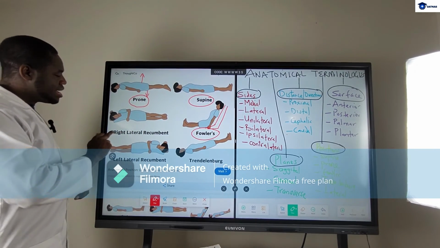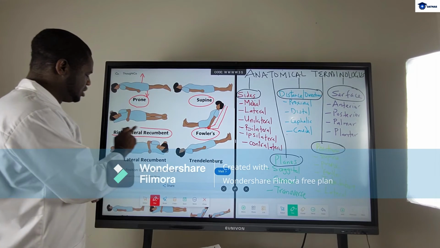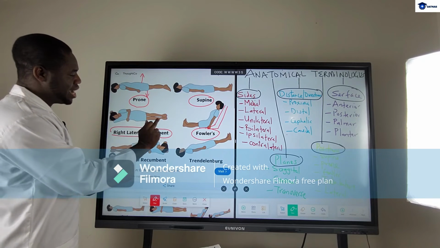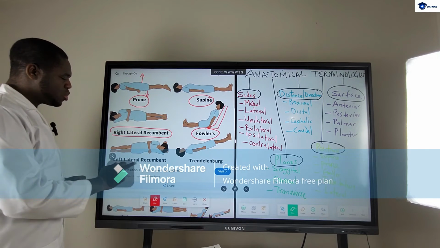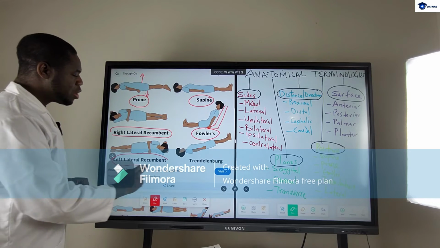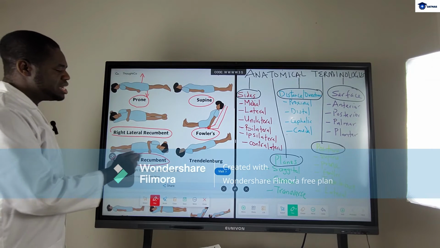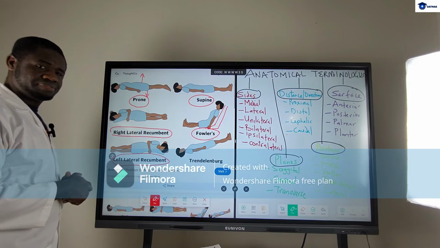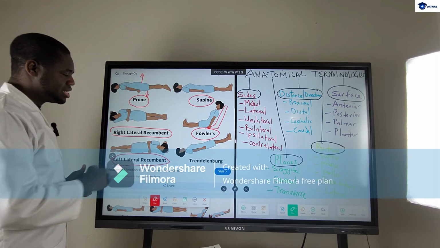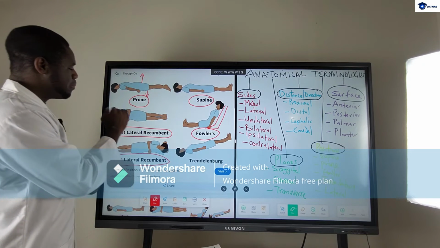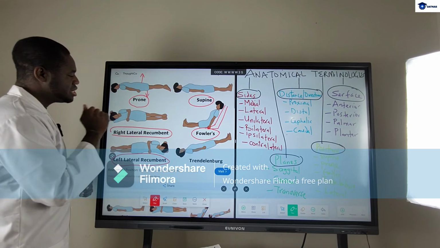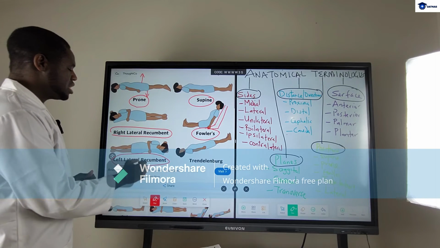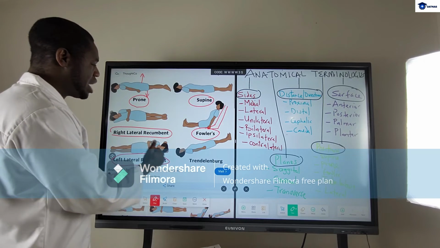So we also have right lateral recumbent position. In this case, the patient lies on his right side. And we also have left lateral recumbent position. In this position, the patient lies on his left side. You can see lateral means side. So in right lateral, the patient lies on his right side. In left lateral position, the patient lies on his or her left side.